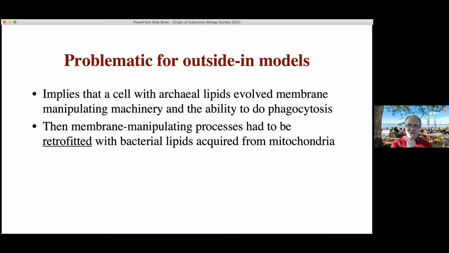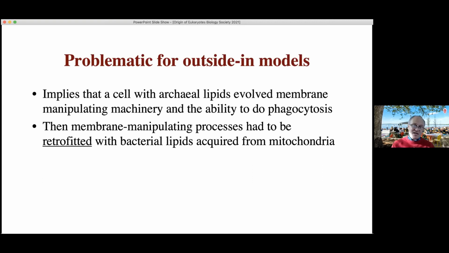So we would have to say the following. We'd have to say that the host cell, the archaeal cell, somehow engulfed a mitochondrion. Now, when it engulfed the mitochondrion, it would already have to have highly dynamic membranes in order to be able to envelop and take in this bacterium that's going to become the mitochondrion. So what this would imply is that all the membrane manipulating machinery of the host cell evolves before the interaction with the mitochondria.